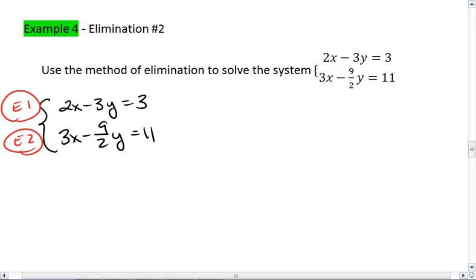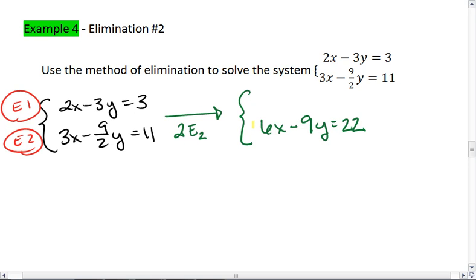First thing that jumps out to me that I really don't like is this fraction of 9/2. So I want to get rid of it. The way I do that is by multiplying my second equation by 2. It will get rid of this 2 in the denominator. So my second equation becomes 6x minus 9y equals 22.